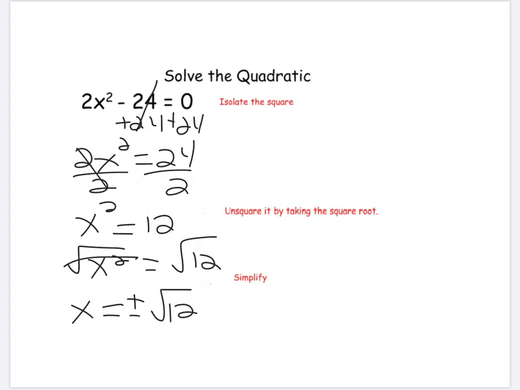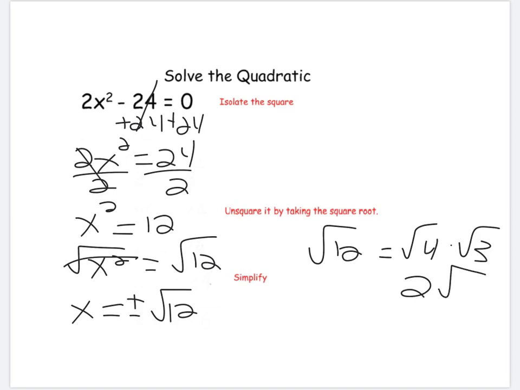But with the square root of 12, I can simplify it. If I have just the square root of 12, that is the same thing as saying the square root of 4 times the square root of 3, 4 being the biggest perfect square that goes equally into 12. So the square root of 4 I can do is 2, and then I can't do the square root of 3, so the square root of 12 simplifies to 2 square roots of 3. So my answer is x equals plus or minus 2 square roots of 3.